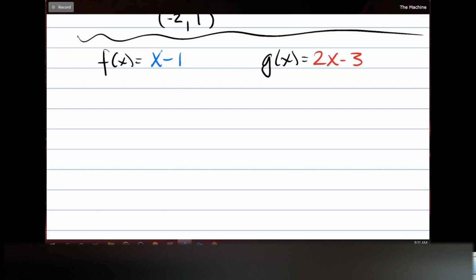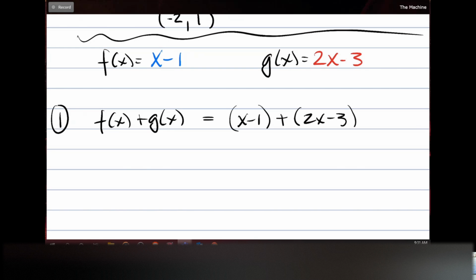Okay. Now we're going to be doing basic operations on both of them at the same time. So number 1, the most basic operation is addition. So I could do something like f of x plus g of x. I can add those 2 functions together. What's that going to be? It's going to be x minus 1 plus 2x minus 3, right? Just adding those 2 things together. Easy peasy? So that would give me then what? 3x minus 4 as my new function.